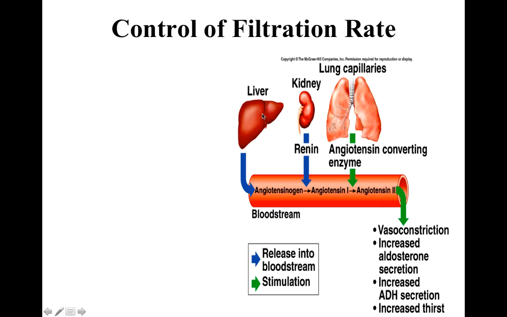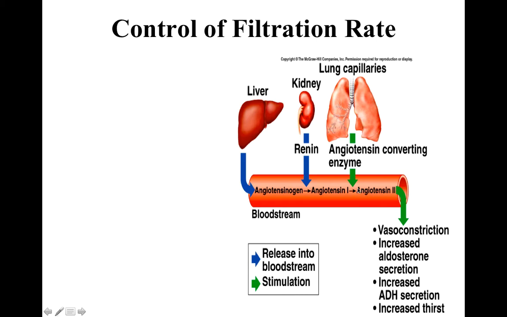So the liver is going to release angiotensinogen, which is an inactive form. The kidney is going to release renin, and the renin will convert angiotensinogen into angiotensin 1. In the lungs, there are enzymes that will convert angiotensin 1 into angiotensin 2. Angiotensin 2 causes vasoconstriction. It also increases aldosterone secretion and antidiuretic hormone secretion and increases the thirst. All of these things are meant to increase our blood pressure.